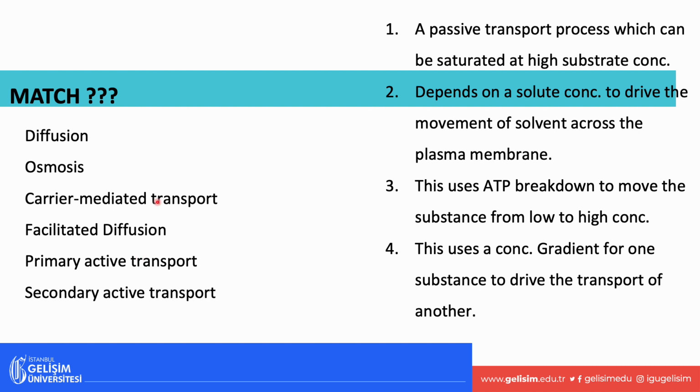Now, hopefully you guys are able to understand these very basic concepts that were covered in Physiology 1. The concept of diffusion, osmosis, what carrier-mediated transport is, what facilitated diffusion is, what primary active transport is, and what is secondary active transport. So see if you can match these up. You should be able to do this. And if not, then you have some reviewing to do.